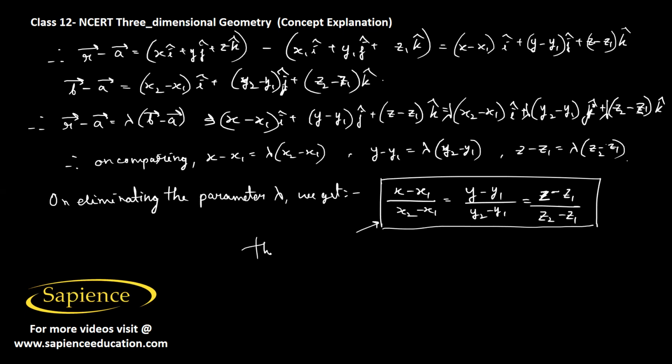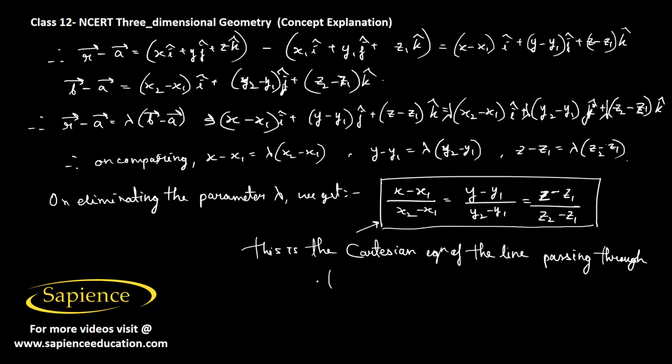So this is the required Cartesian equation of the line L1, which is passing through the two given points, which are x1, y1, z1, and x2, y2, z2.